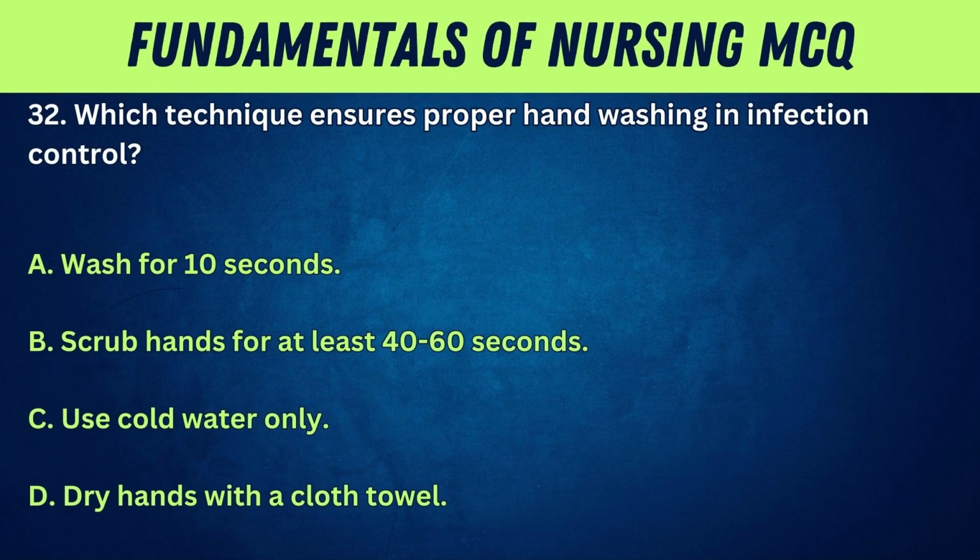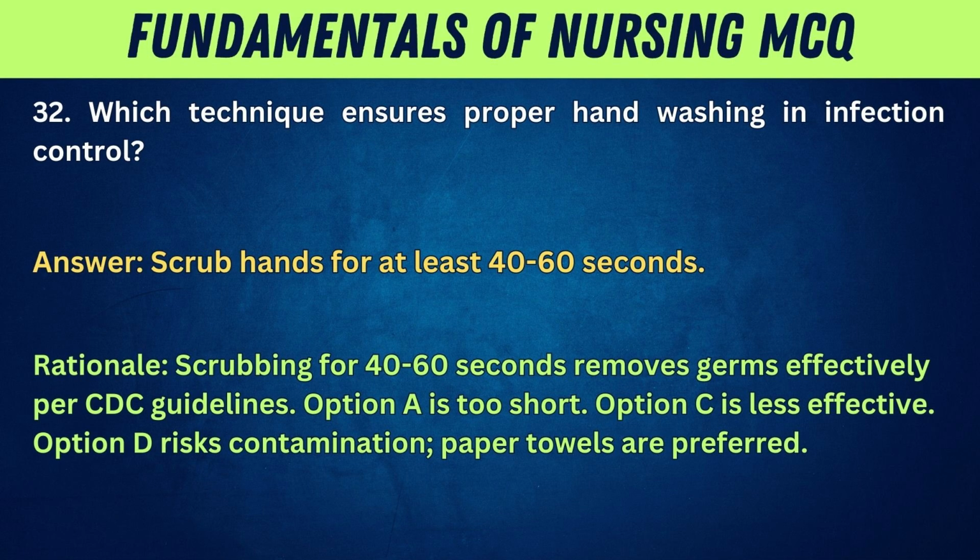32. Which technique ensures proper hand washing and infection control? A. Wash for 10 seconds. B. Scrub hands for at least 40 to 60 seconds. C. Use cold water only. D. Dry hands with a cloth towel. Answer: Scrub hands for at least 40 to 60 seconds. Rationale: Scrubbing for 40 to 60 seconds removes germs effectively per CDC guidelines. Option A is too short. Option C is less effective. Option D risks contamination. Paper towels are preferred.